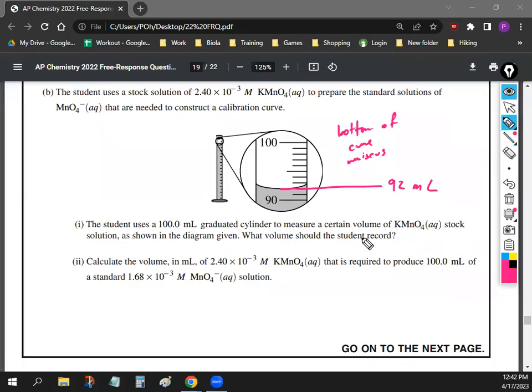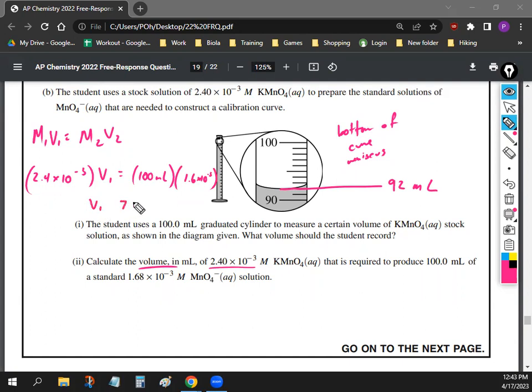Okay, so since this is a dilution problem, the formula we use is M1V1 equals M2V2. It doesn't matter which one you use as long as they stay together. So we want the volume of this solution right here, so I'm going to make that my M1. If you made that your M2, that's totally fine. So that's my molarity. And we're looking for how much volume we need of this in order to produce 100 mL of the other one. 1.6 times 10 to the negative 3. Then you calculate that out, and you should get 70 mL.